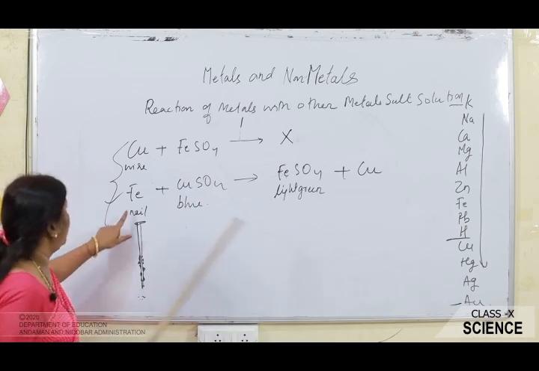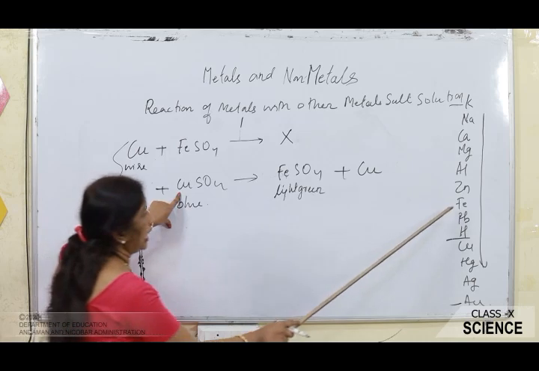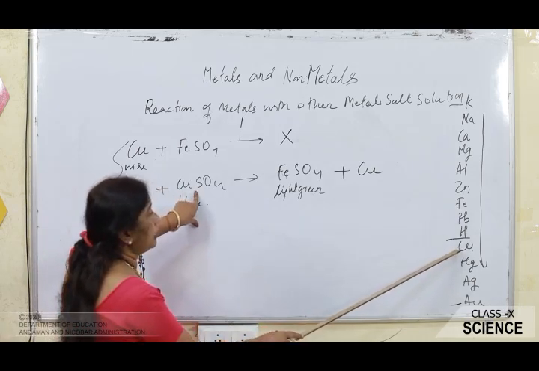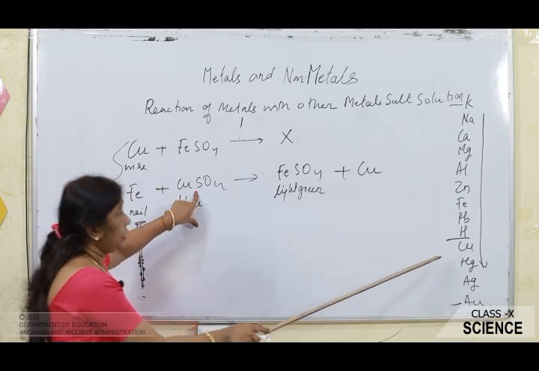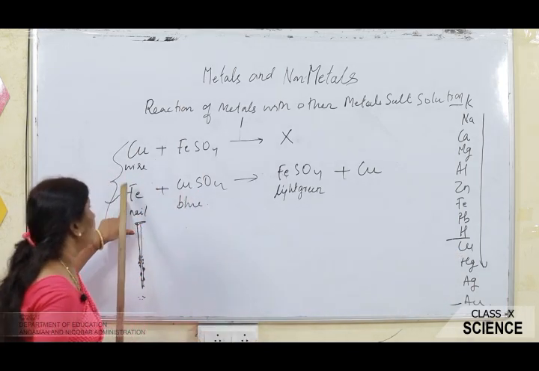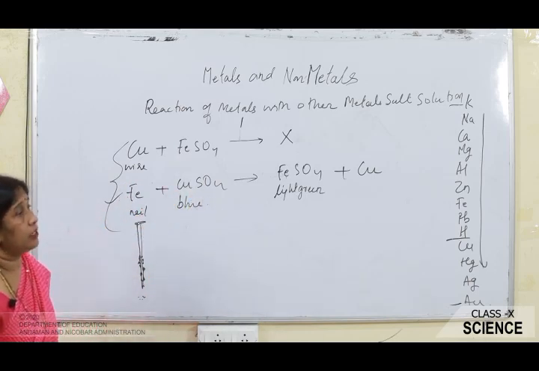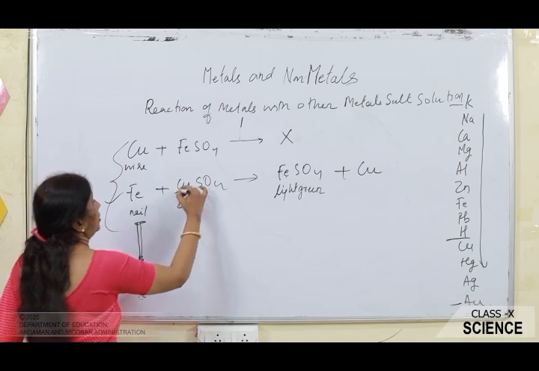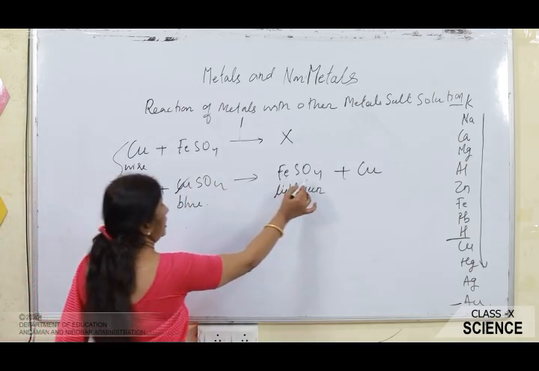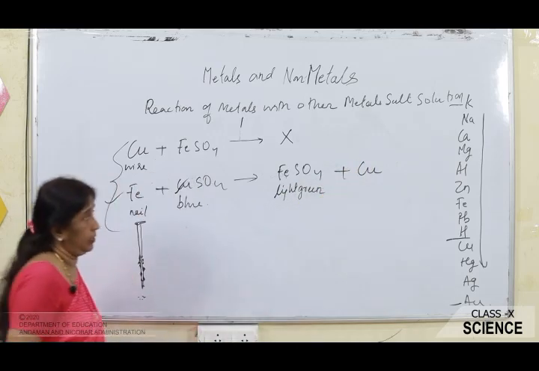Now see here, in this reaction between iron and copper sulphate, iron is placed above copper. Copper here is present in the sulphate form, the salt solution of copper, that is copper sulphate. Iron, being more reactive than copper, can very easily remove the copper from its solution form and pairs with sulphate to form FeSO4, and copper is separated.